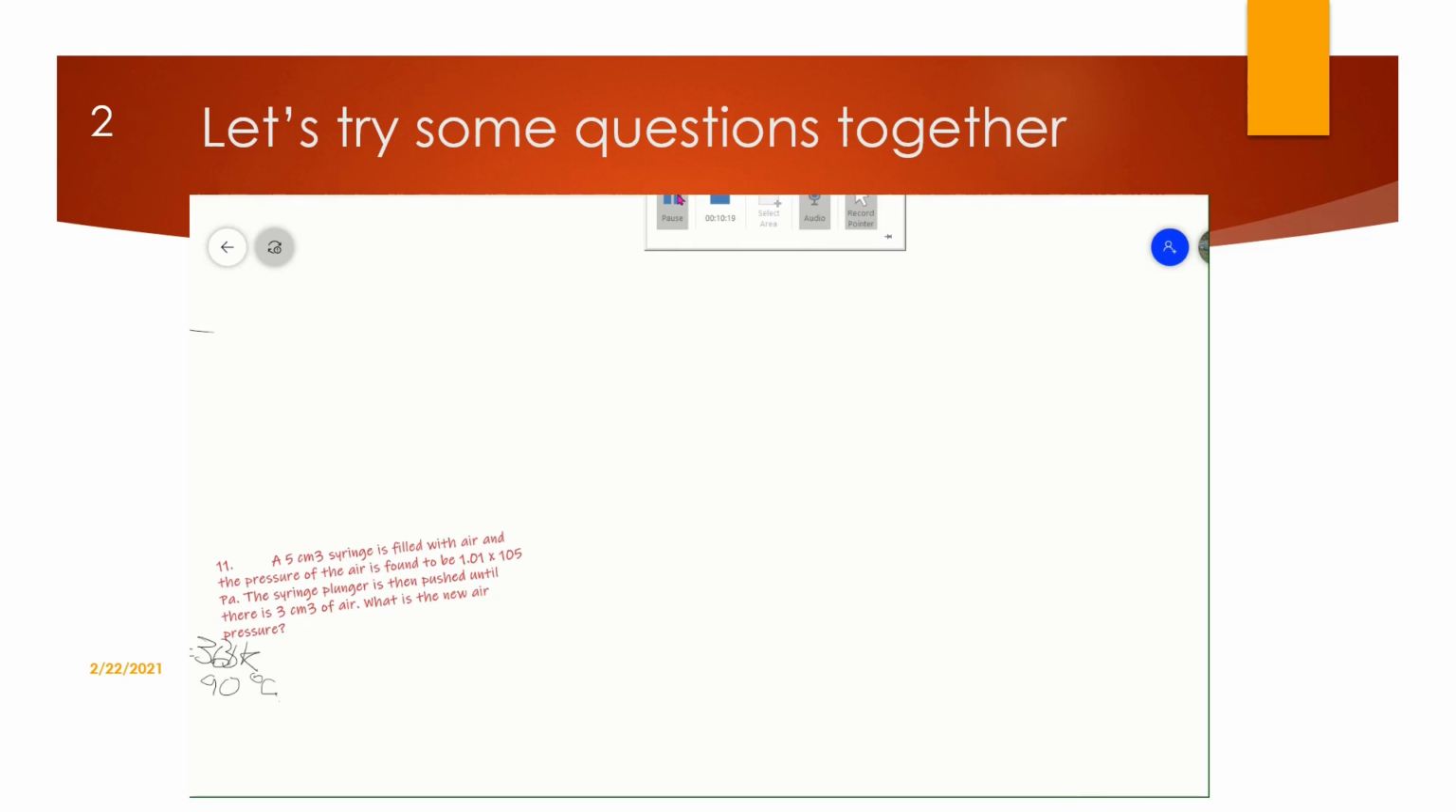So here's my next question that I can look at. A 5 cubic centimetre syringe, so that's giving you volume 1 is 5 cubic centimetres. Cubic centimetres, not centimetres cubed. It's filled with air and has a pressure of, so this is P1 that goes with that volume. So make sure you spend a bit of time making sure that those are the same values. So that's 10 to the 5, not 105 pascals. The syringe plunger is then pushed in until we get a new volume of 3 cubic centimetres. Find out what the new pressure is.